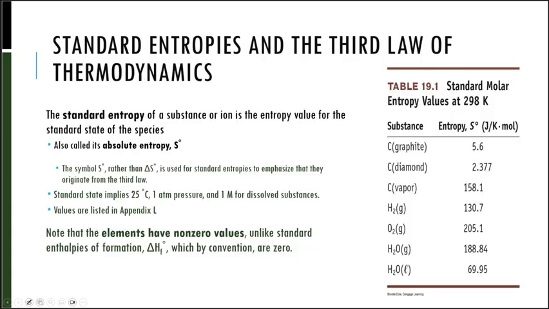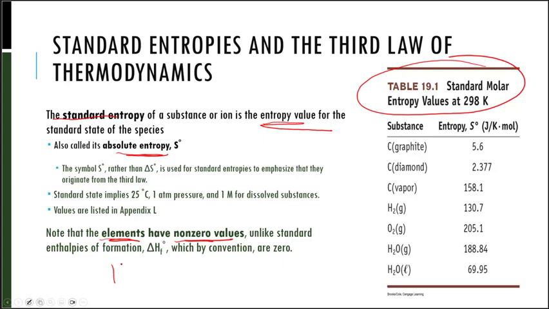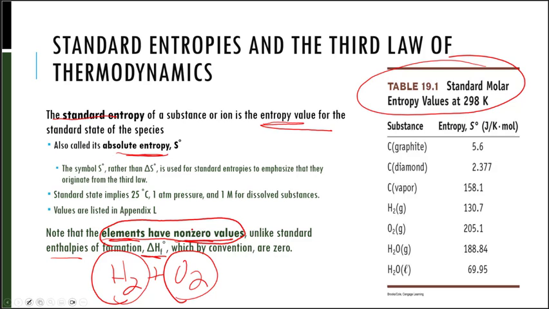temperatures above 0 K. Now, the standard entropy of a substance or ion is the entropy value for the standard state of the species, also called absolute entropy. And there is a table in the back of your book that has standard molar entropy values, just like there was enthalpy values from Gen Chem 1 that we would refer to. Note that elements have non-zero values, unlike standard enthalpy values of formation. Remember, if I said H2 plus O2, these were always zero enthalpy values, but elements have values of entropy.